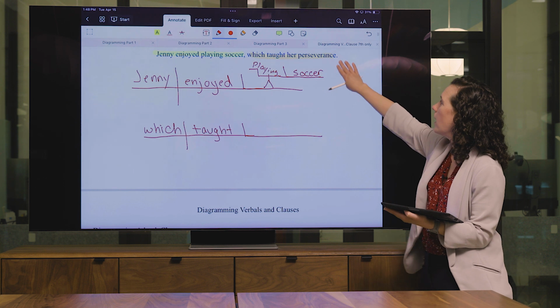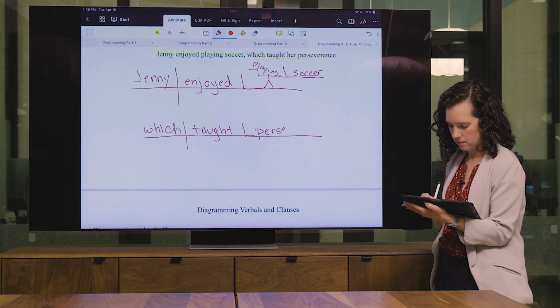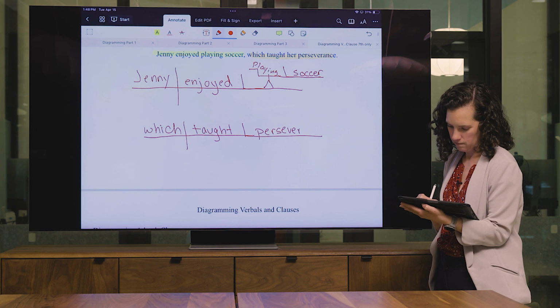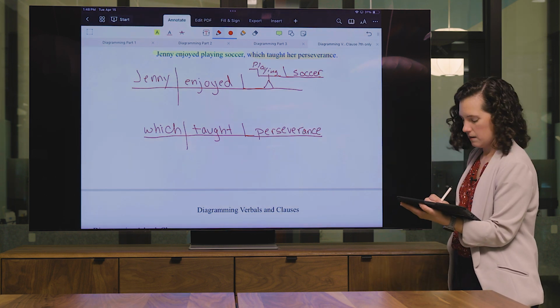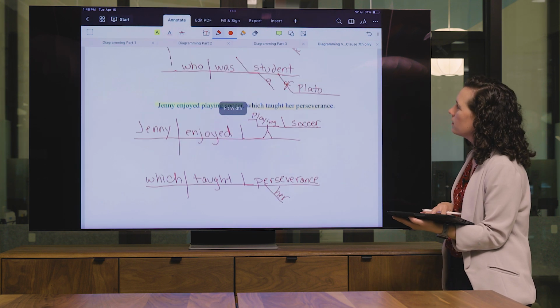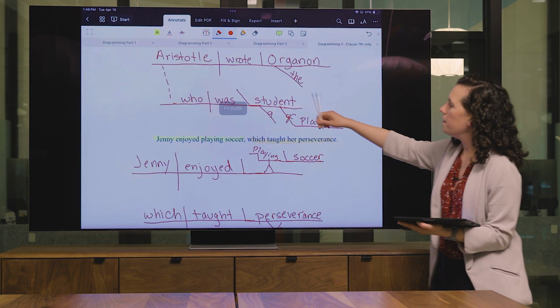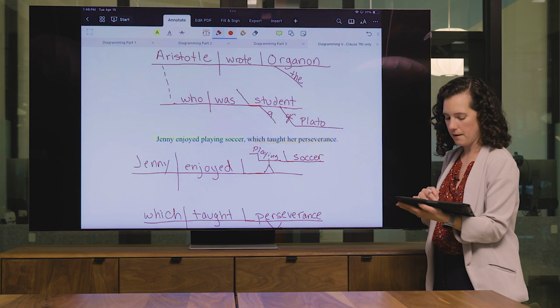And then it taught her what? It taught her perseverance, our direct object. Now in this first sentence, these two were connected together. The who and Aristotle were the same thing.